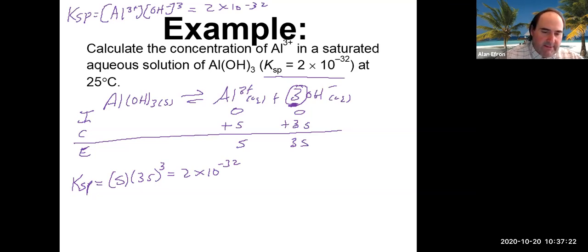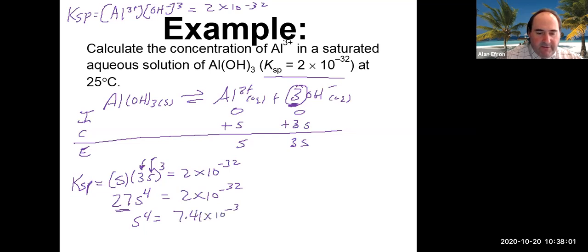Now, when we do this, this will get you 27S to the fourth is equal to 2 times 10 to the minus 32. Also commonly missed is this part. People oftentimes will cube the S but forget all about the 3. So you want to make sure that you also cube the 3 as well. We want to divide 2 times 10 to the minus 32 by 27. That's going to give us S to the fourth is equal to 7.41 times 10 to the minus 34.